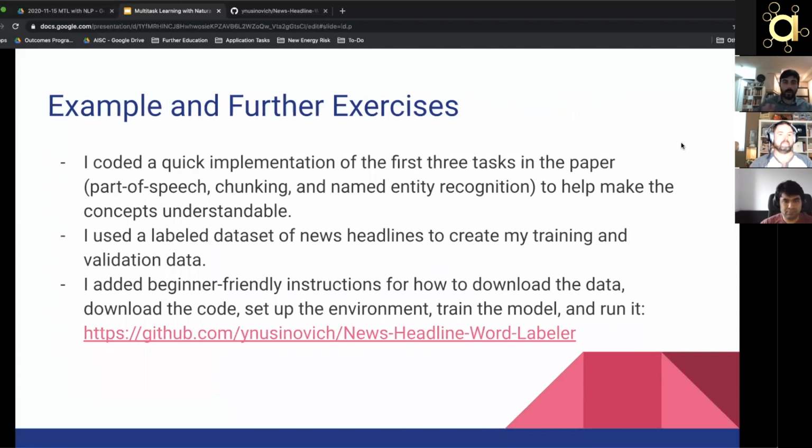So I coded a quick beginner-friendly implementation of the first 3 tasks in the paper, roughly speaking. Part of speech, chunking, and named entity recognition, just to help make the concepts understandable. I used a labeled data set of news headlines that I found on Kaggle to create my training and validation data. And then I added beginner-friendly instructions for how to download the data, download the code, set up the environment, train the model, and run it. If you're new to, say, neural networks in general, it would be a good exercise to go through the instructions, and you'll learn a lot about training, about environments, and everything. So this is the link here.